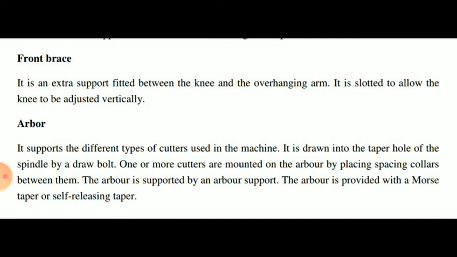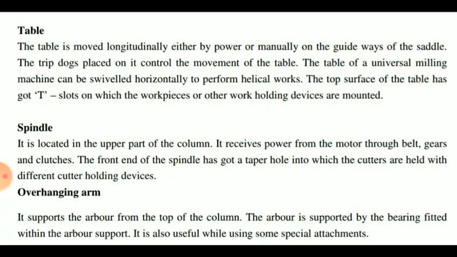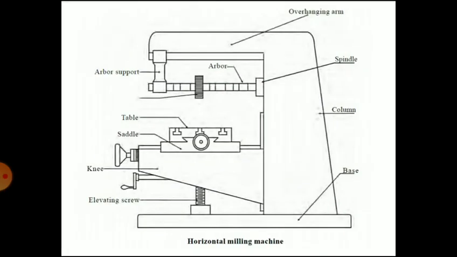Then the arbor. It is the extension of the machine spindle on which milling cutters are securely mounted. So you can see there is an arbor that is connected to the spindle. It has a taper shank at one end and it fits in a taper hole provided in the spindle.